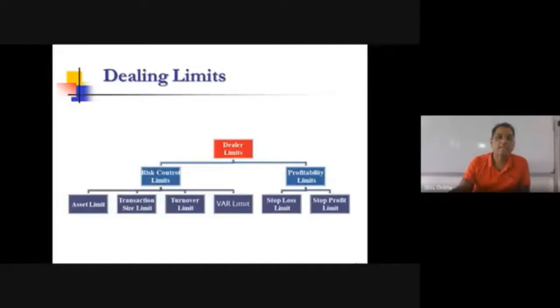And the dealer limits are then about risk control, while that is about profitability. So basically, there are asset limits on top of transaction size, turnover and VaR limits, all those limits, to show what kind of volume of transactions you can actually do with the risk limits you have. This is nothing to do with P&L. So you can't do $100 million worth of transactions, you can do only $10 million worth of transactions, for example.